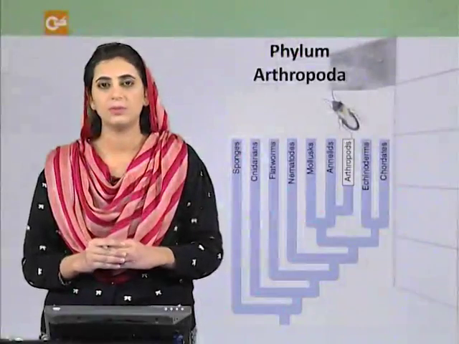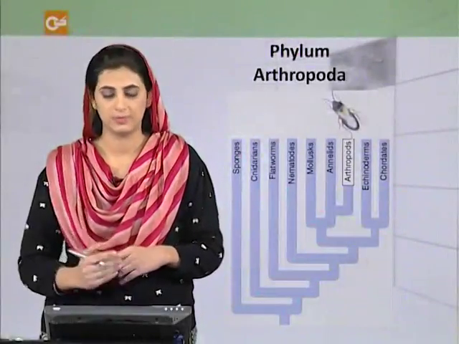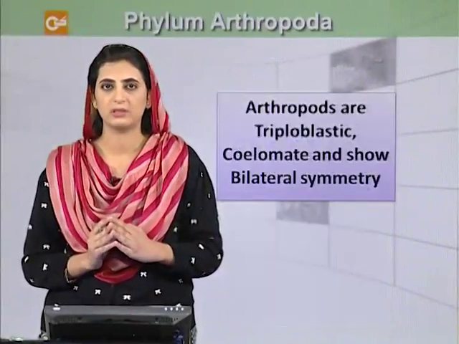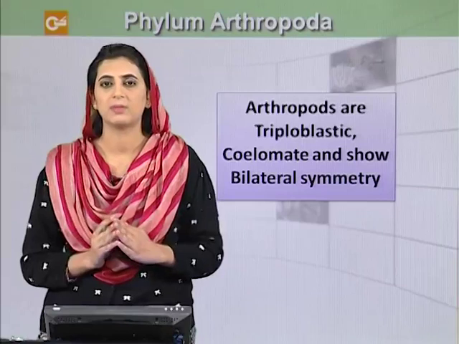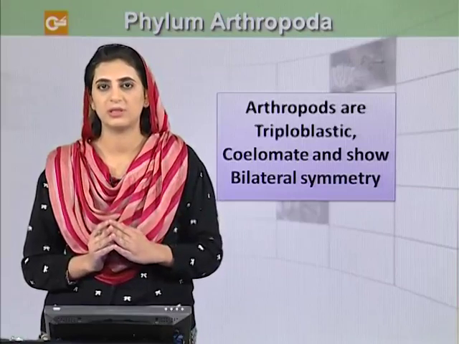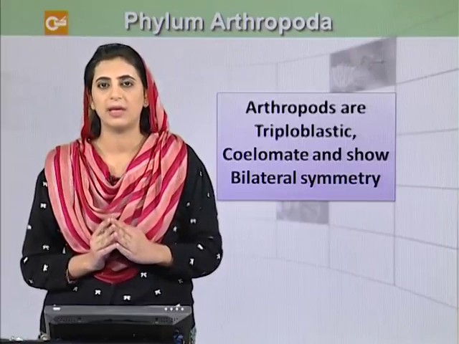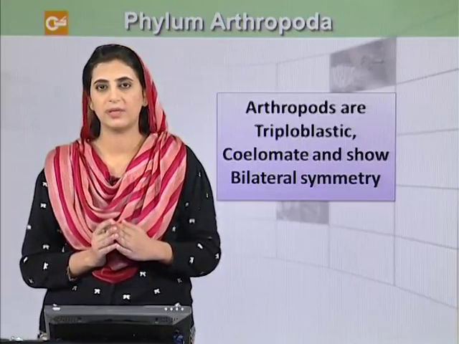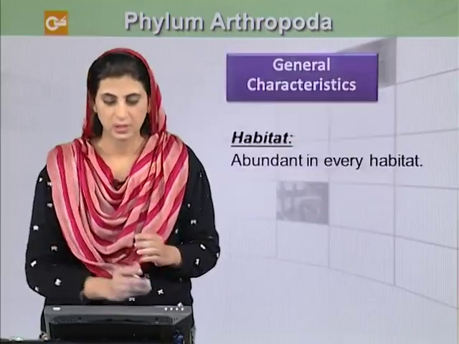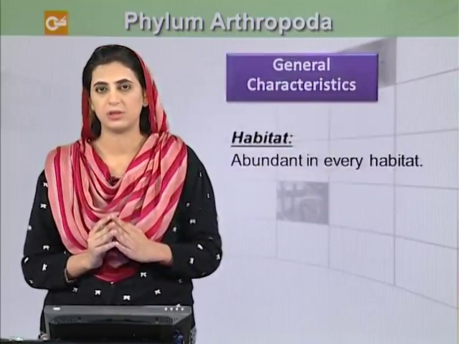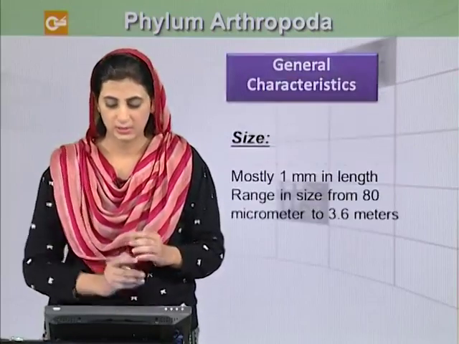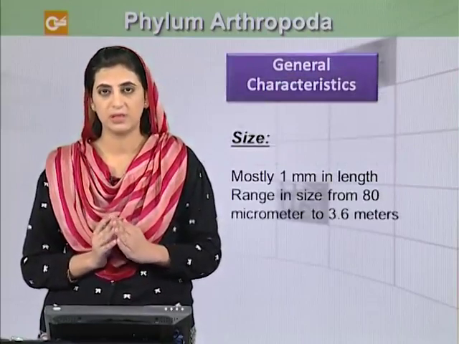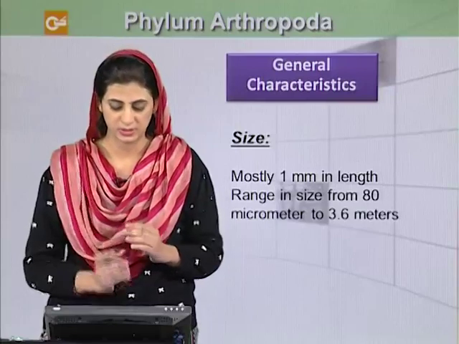In this module, we will be studying phylum Arthropoda. Arthropods are triploblastic. They are coelomate, but in this case, the coelom is reduced and it is in the form of hemocoel, and it connects with the blood vascular system, and they show bilateral symmetry. And they are abundant in almost every habitat, and they are mostly 1 millimeter in length, and they range in size from 80 micrometer to 3.6 meters.